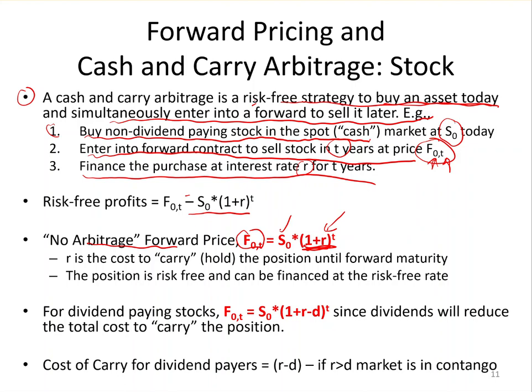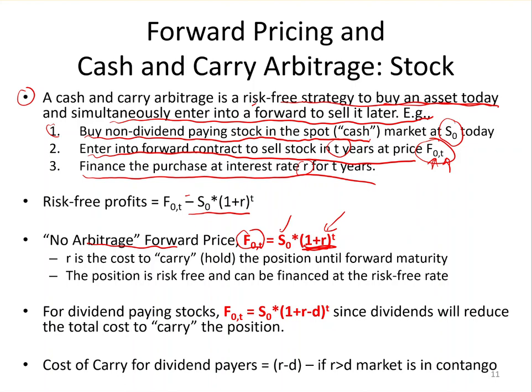All right, now for a dividend-paying stock or an index portfolio, say you want to do a cash and carry arbitrage with the S&P 500. You would buy the S&P 500 today, finance it at rate R. However, the S&P 500 has a dividend yield, say 2%.